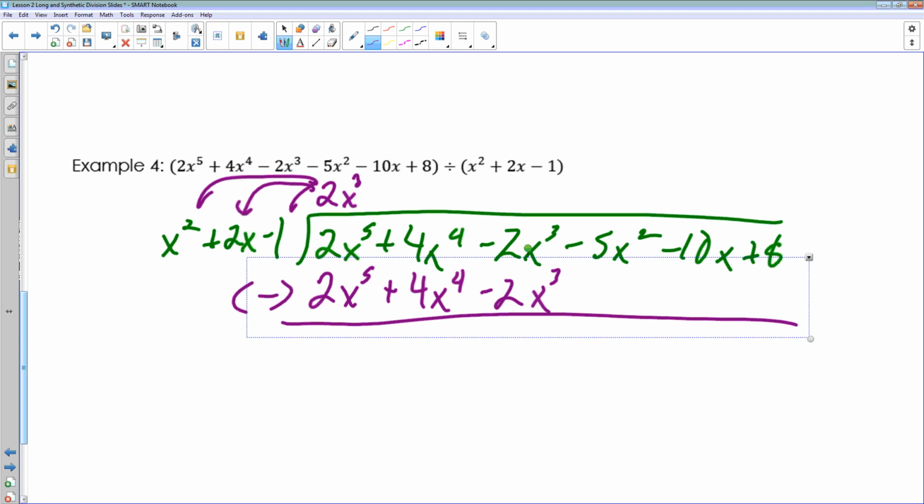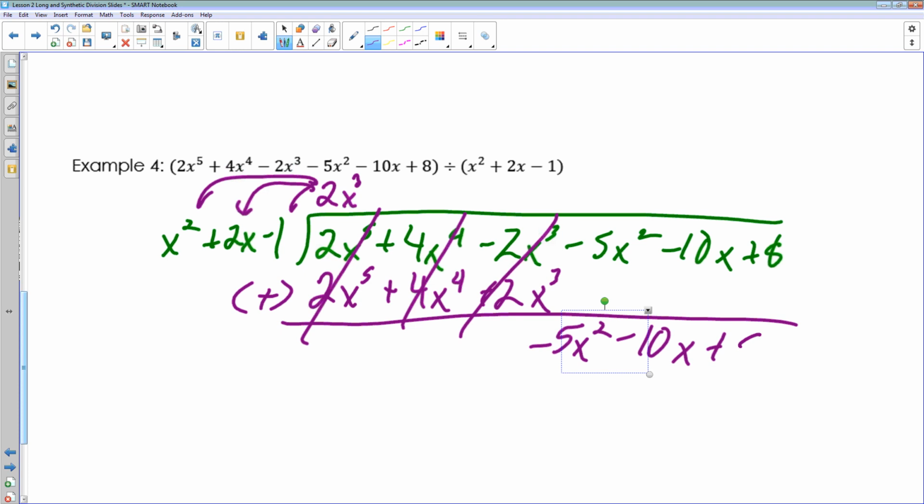So this one's going to be kind of nice because 2x to the 5th minus 2x to the 5th, that goes away. 4x to the 4th minus 4x to the 4th, that goes away. Negative 2x cubed minus a negative 2x cubed, that's going to become plus a positive, that goes away. And then we just bring down everything else. So that was really nice. Problem looked gross, but it really isn't.